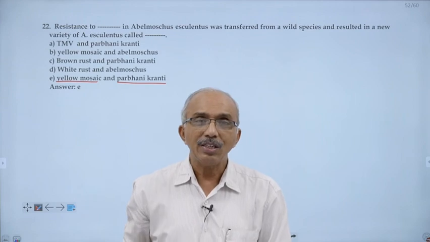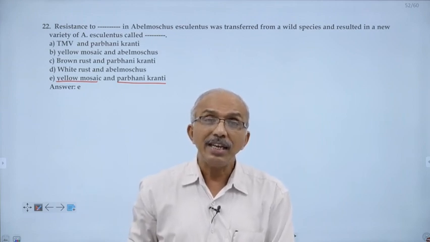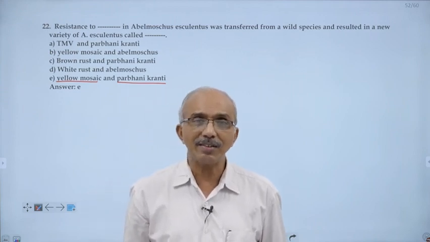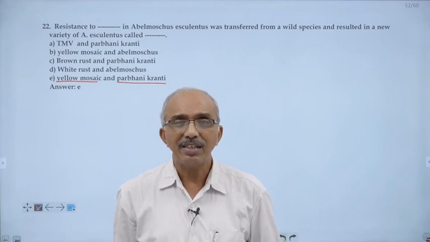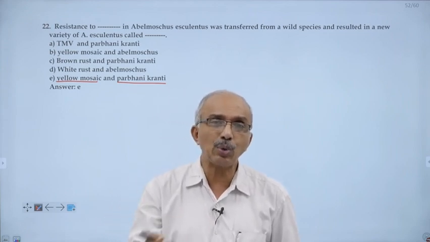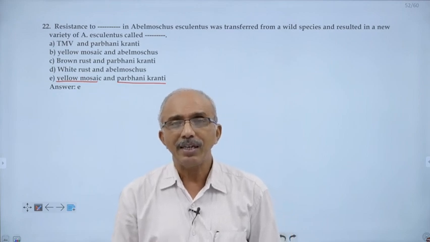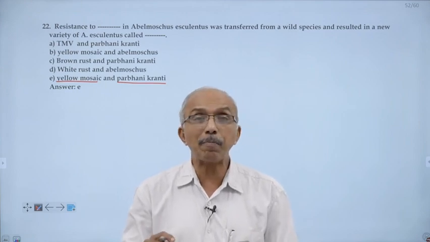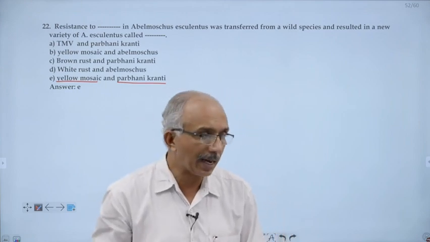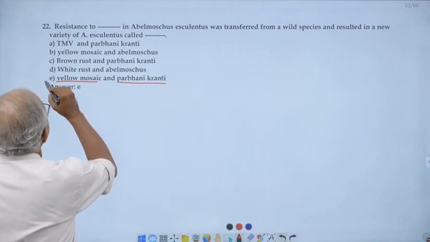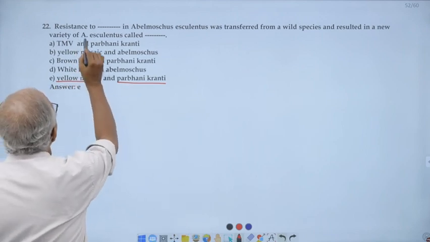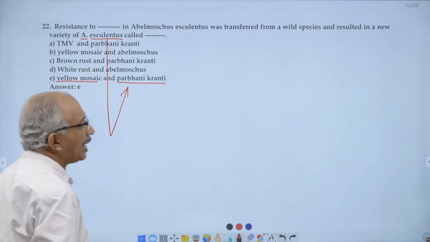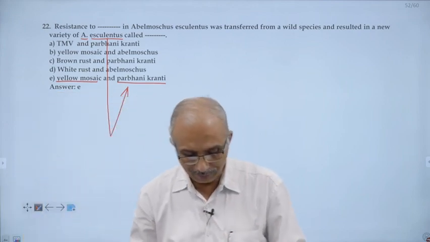Disease resistance is a character controlled by genes, not a chance character, not a character acquired by luck. It is present due to the genetic constitution of the plant. So it is introduced, making the plant a transgenic plant. Answer is E. So, Abelmoschus esculentus, variety Parbani Kranti, a new variety.